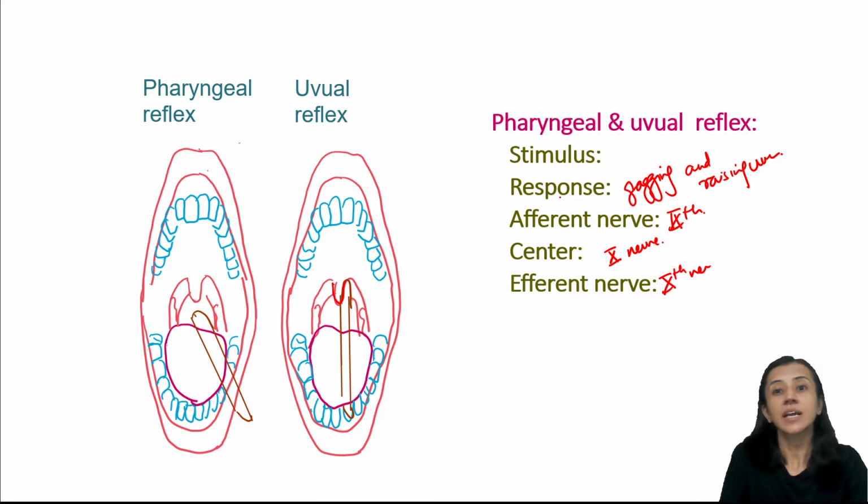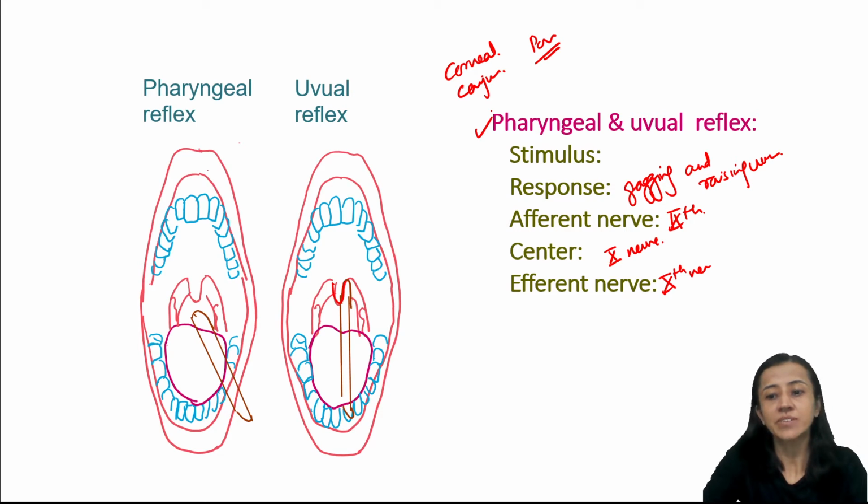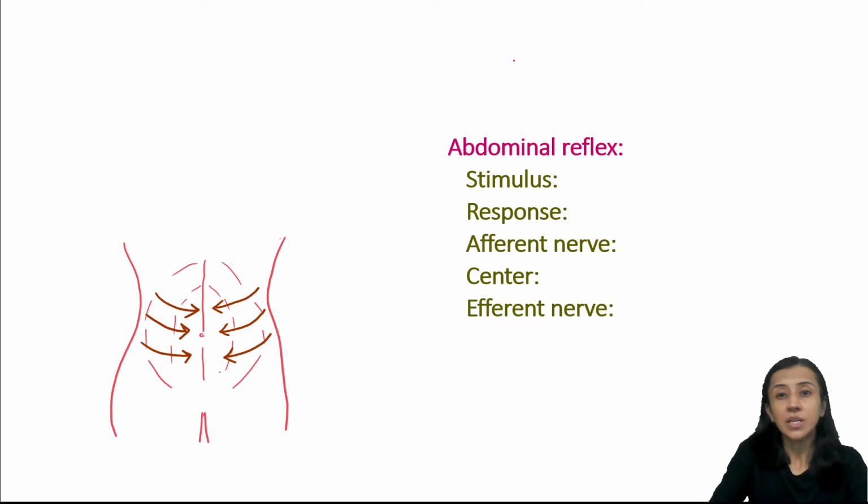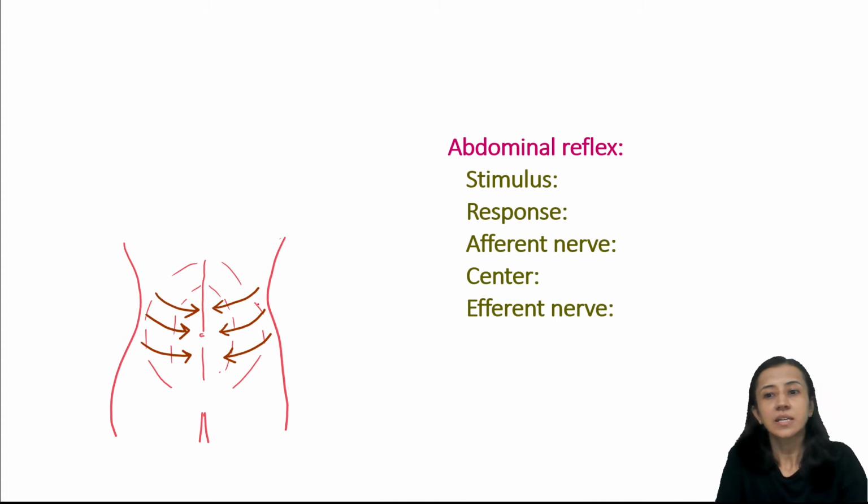So these are your cranial superficial reflexes. I repeat: corneal reflex, conjunctival reflex, because centers are located in the pons in the brain, and pharyngeal uvular reflex. Then abdominal reflexes are superficial spinal reflexes. Here centers are located in the spinal cord. Here the stimulus is you have to give a stroke on the abdominal wall, and you can see there is ipsilateral, same side, contraction of the abdominal muscle. You can give a stroke like this, and the muscle contracts. Response is ipsilateral contraction of abdominal muscle.